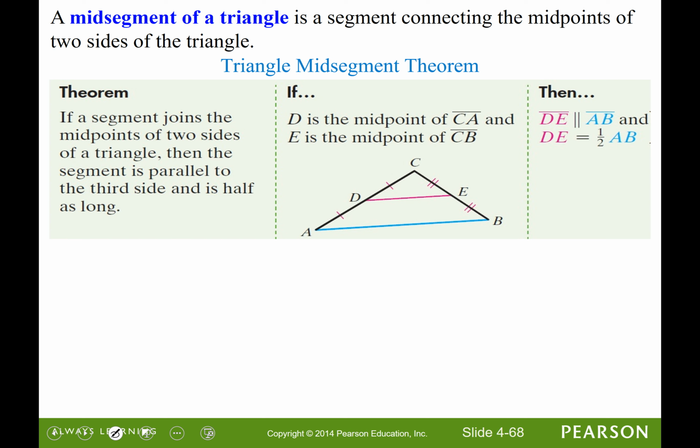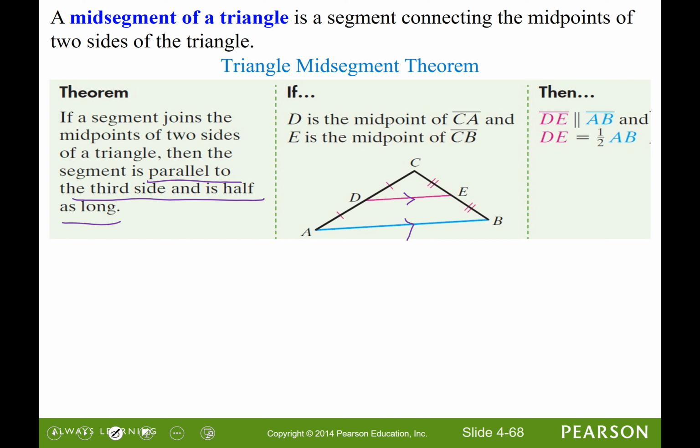Triangle midsegment theorem says that if a segment joins the midpoints of 2 sides of a triangle, then the segment is parallel to the third side and it's half as long. Okay, so 2 things: parallel to the third side and half as long. So what that means is that the red and blue lines here are parallel to each other, and the length of the red one is half the length of the blue one.